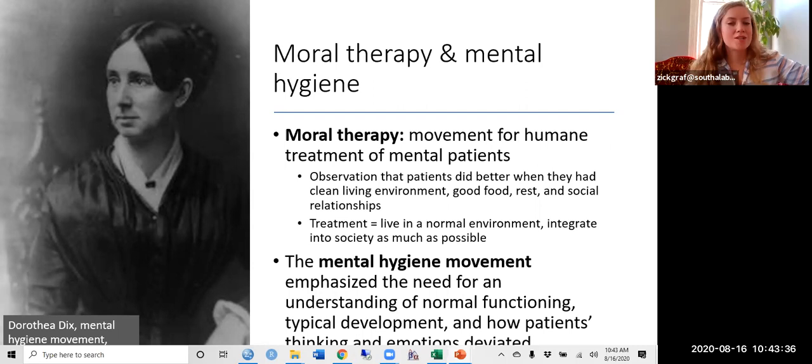This was one of the early psychological theories of mental illness, that deviant dysfunctional behavior was really influenced by the environment, and that you could intervene on it by intervening on a person's environment, on their relationships, and on the way that they think and the way that they feel emotionally.